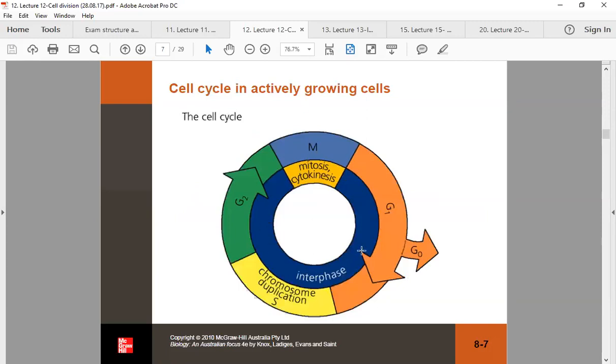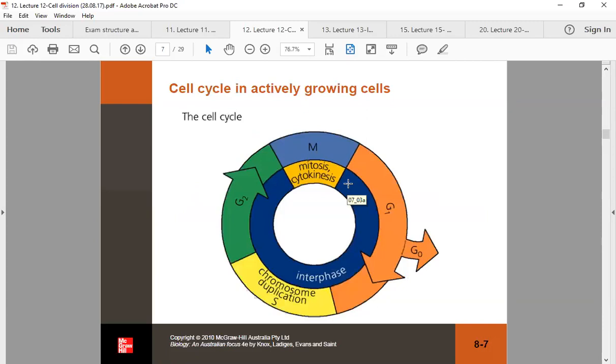All right, who can tell me the stages within interphase? Just looking at this cell cycle diagram. We can break down interphase into several different stages. What do we call them? Not yet. No, that comes with mitosis.